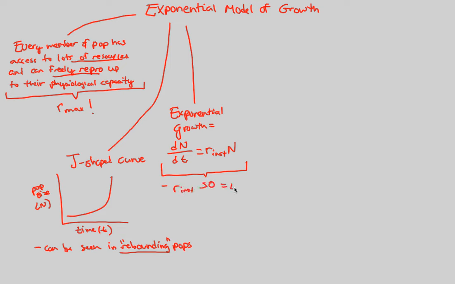That is equal to e^(rt) for exponential growth. That's something you should just come away with from this equation. If r instantaneous is greater than zero, most of the time that will give us exponential growth. But we also have to understand that r instantaneous, this instantaneous rate, is not only going to be greater than zero, but it also is constant. It's a constant rate of increase.